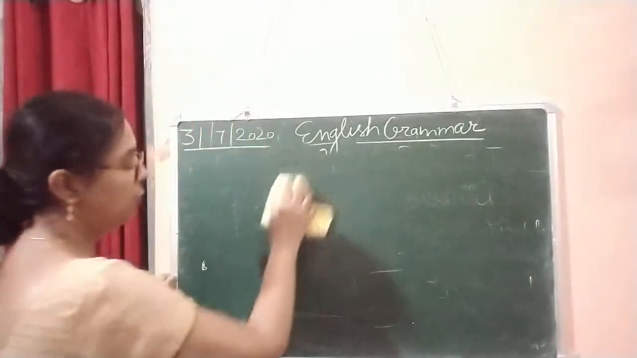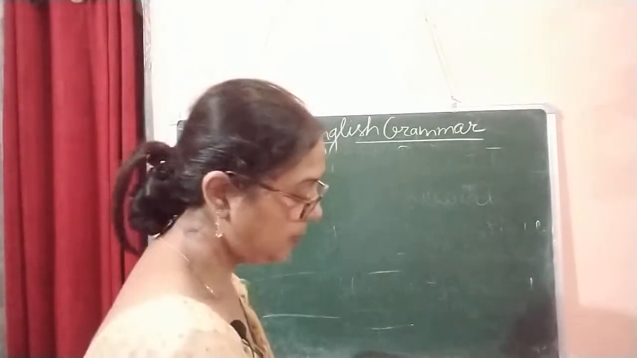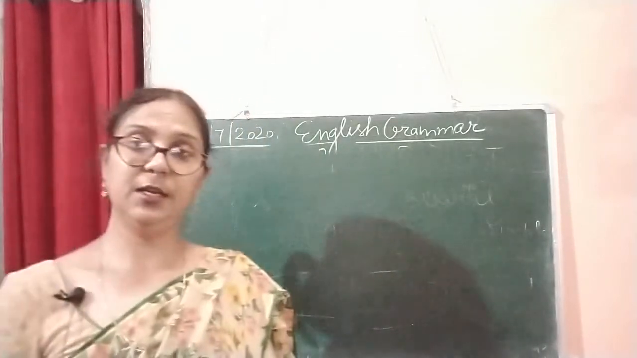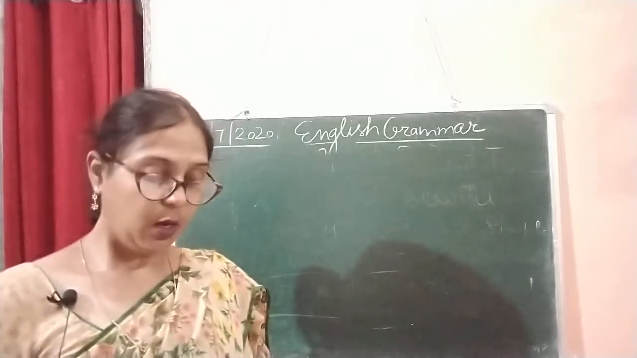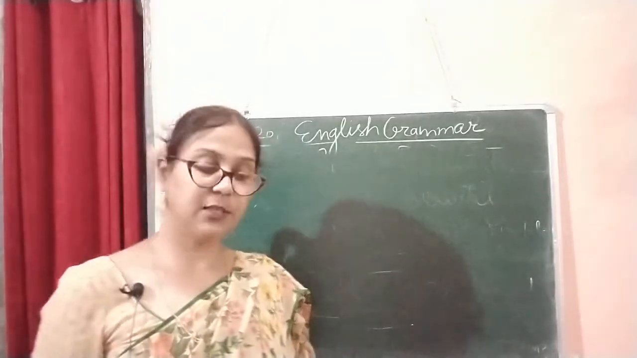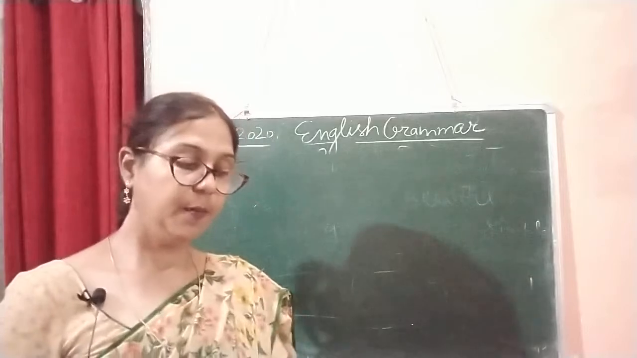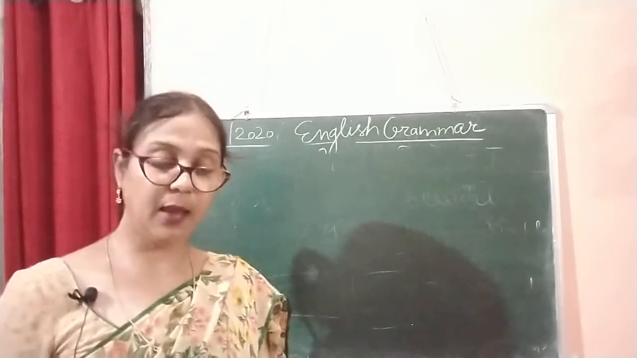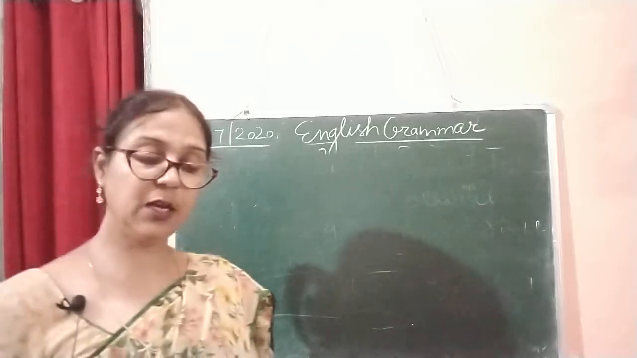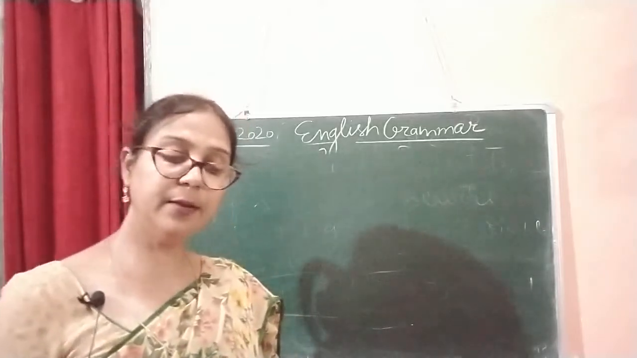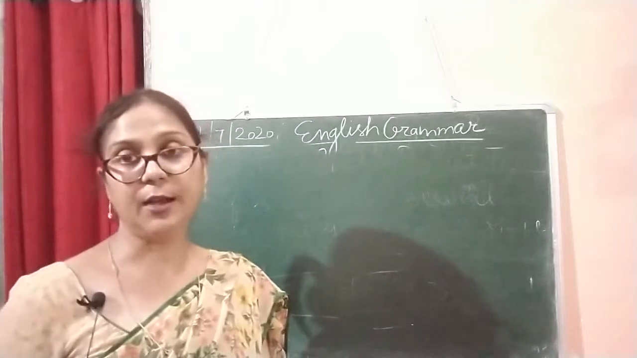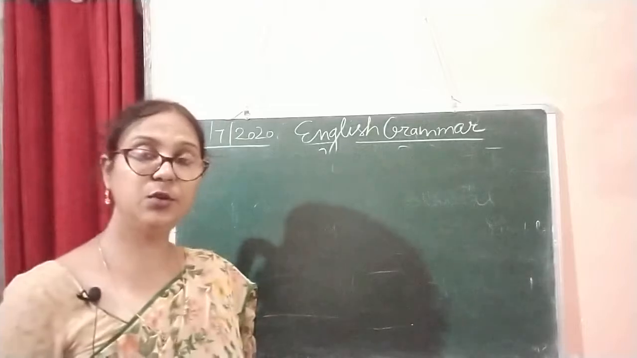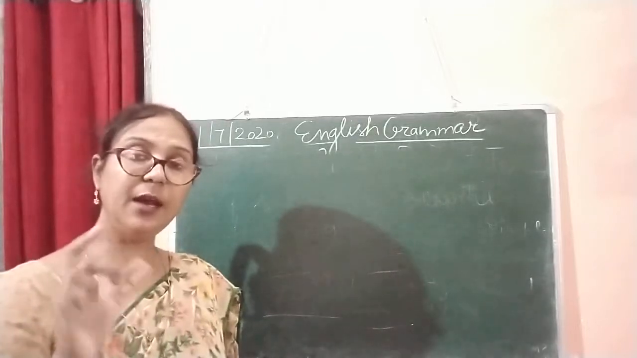Now we are moving to some exercises which are based on this simple present tense. Now on page number 67, exercise number A, fill in the blanks with the correct forms of the verb given in the bracket. The verbs are already given in the bracket. So we are going to just change them into the correct form.